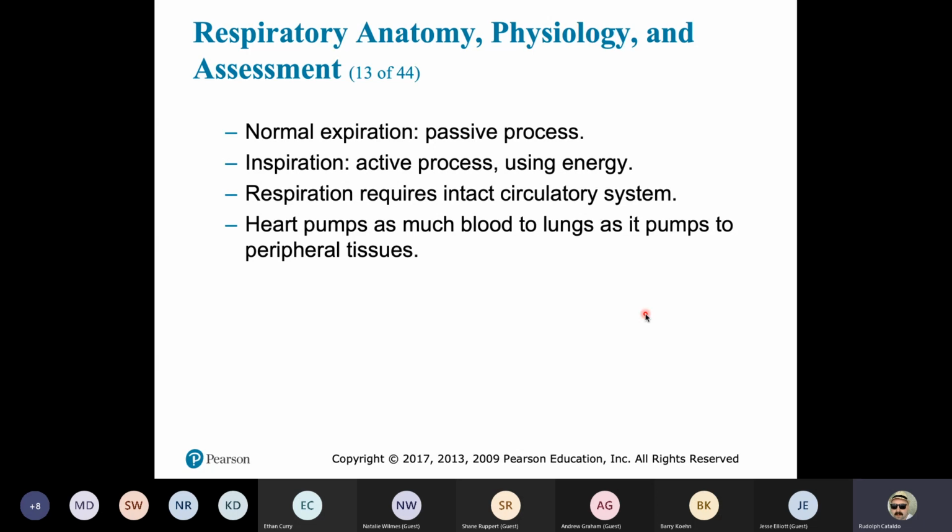Why would respiration require an intact circulatory system? Why would we need all of our vessels in place to have a good respiration? Because if you're not getting blood to the lungs, you're not going to have that gas exchange. Yeah, if we don't have blood to that capillary bed, we don't have that gas exchange. That's absolutely right. Heart pumps as much blood to the lungs as it pumps to the peripheral tissues.